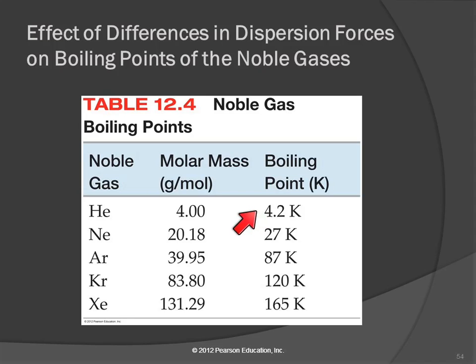So here we see that helium has an extremely low boiling point, 4 Kelvin. That's just 4 degrees above absolute zero. So all of these are really low boiling points, but we see that xenon, being a larger atom, has a larger boiling point. So we can compare boiling points and see that as an effect of differences in the dispersion forces. Any questions?